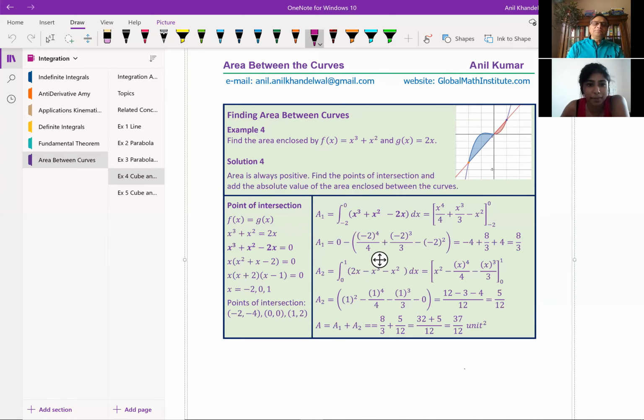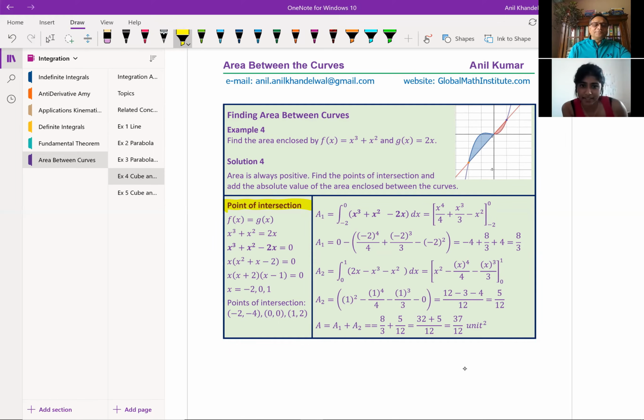Yeah, so finding the area between curves. Example 4. Find the area enclosed by f of x equals x cubed plus x squared and g of x equals 2x. Correct. Tell me, how will you solve this question? So since the limits aren't given, I guess we would have to find the point of intersection. Perfect. It helps with the graph shown there. So we know by the graph there would be 3 points, 1, 2, and 3. But obviously we would have to figure it out.